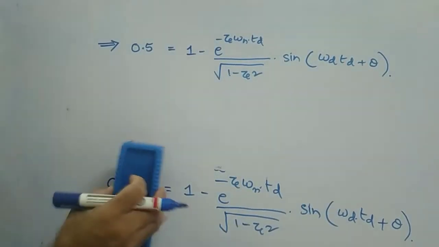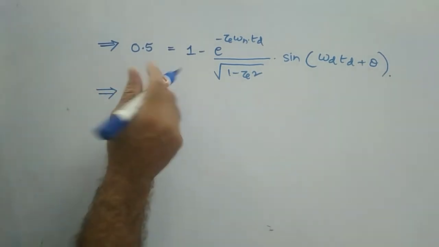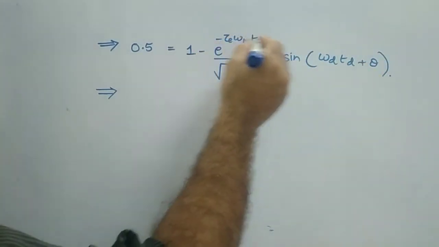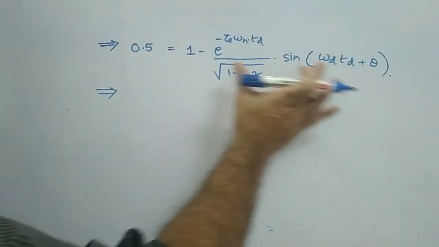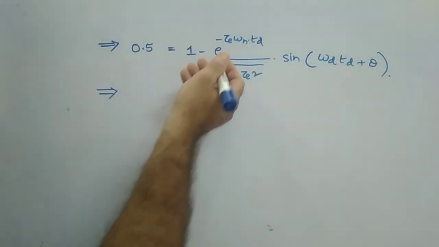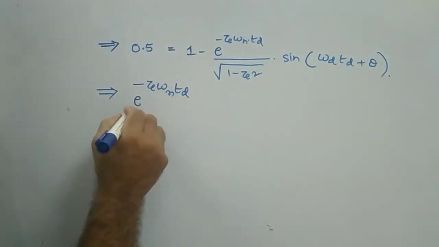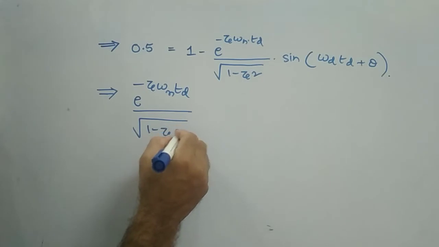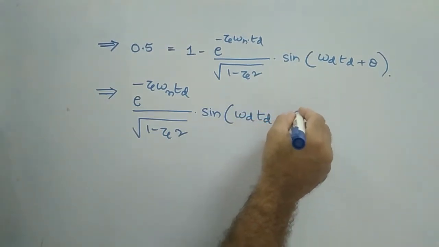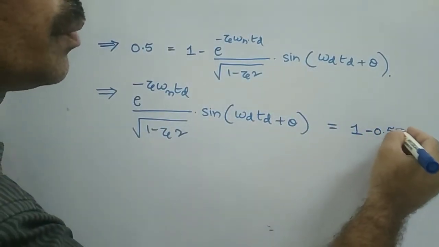Clear? Now you make small mathematical simplifications. You bring the 0.5 to the right side, and the minus of this entire parameter is one quantity only. Minus of this entire quantity you bring to the left side, and 0.5 is taken to the right side. Then what you will have? The minus term, when it comes to the left side, becomes plus, so e power minus zeta omega n td under square root of 1 minus zeta square into sine of omega d td plus theta is equal to 1 minus 0.5, which is nothing but 0.5.